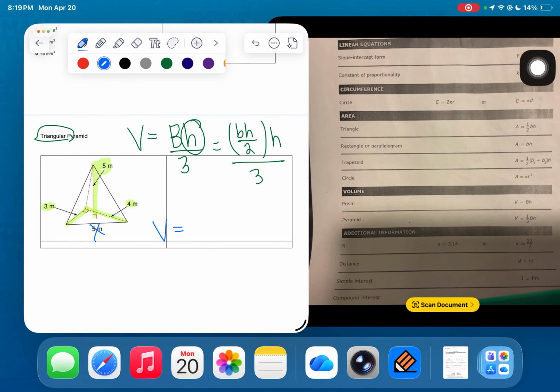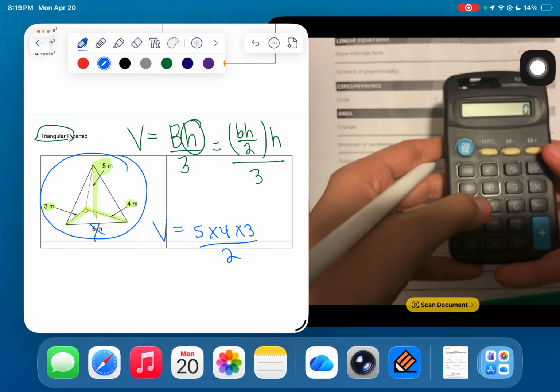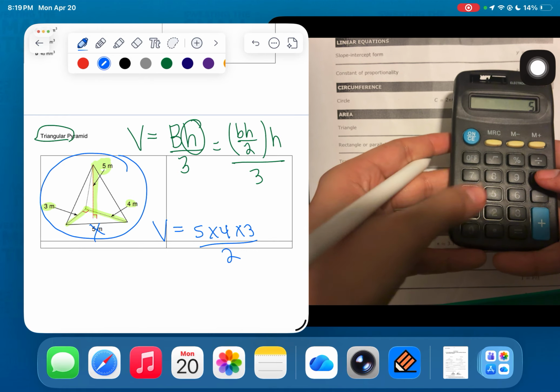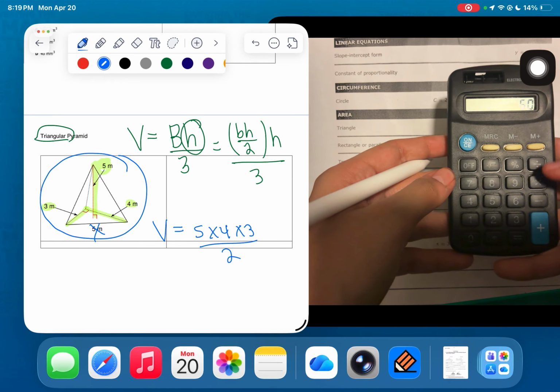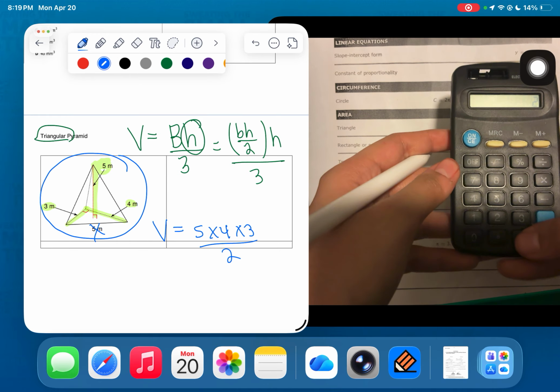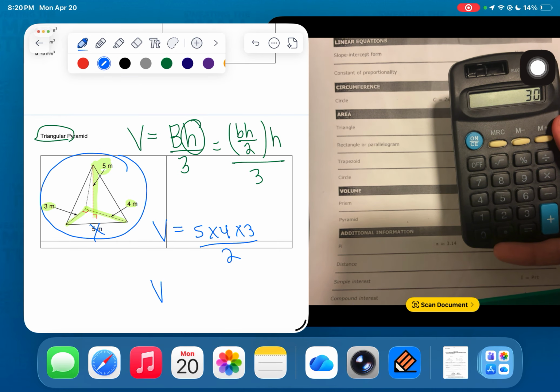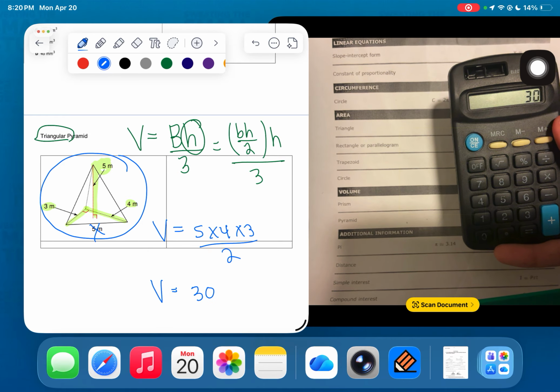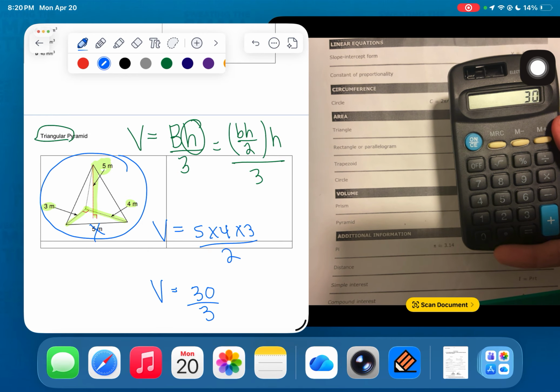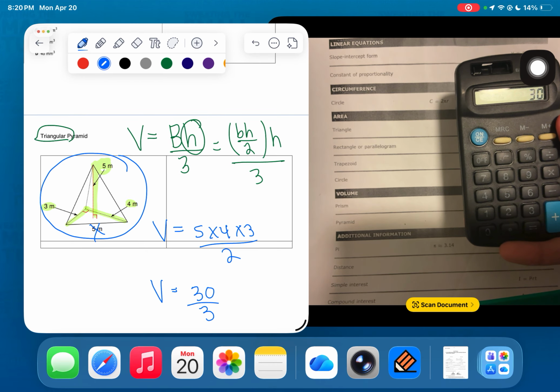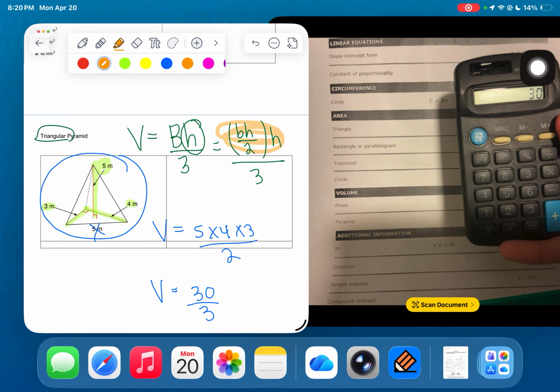Okay? So then, I'm going to multiply the 3 numbers. 5 times 4 times 3. And I'm going to first divide them by 2. So 5 times 4 times 3. And then divide them by 2. And then once I have my answer, I still need to divide by 3. Because in theory, I did this part right here.